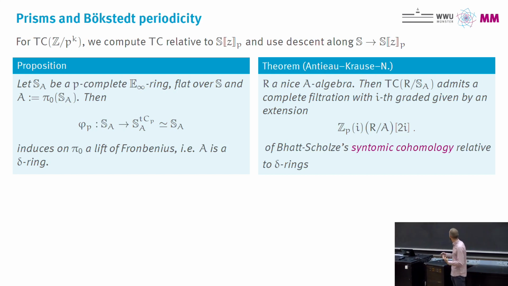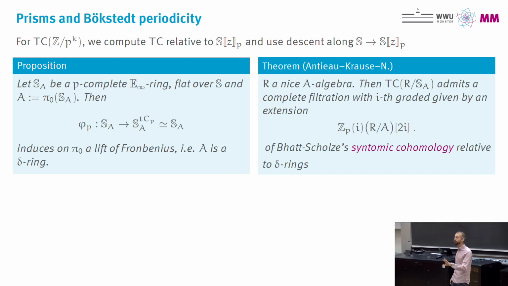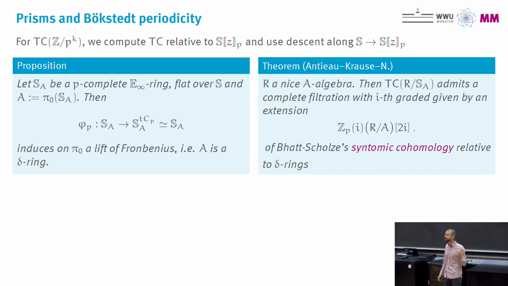So this has been done in the case that A is A-inf of a perfectoid ring, by Bhatt, Morrow, Scholze, and we generalize their theory, or the syntomic or prismatic cohomology of Bhatt and Scholze, to this setting where we just work relative to a delta ring and not relative to a prism. And then we define a new theory which extends that theory, and we prove that this TC working relative to this guy admits a filtration whose associated graded is given by that cohomology. So the point is we have a completely algebraic description of this associated graded.